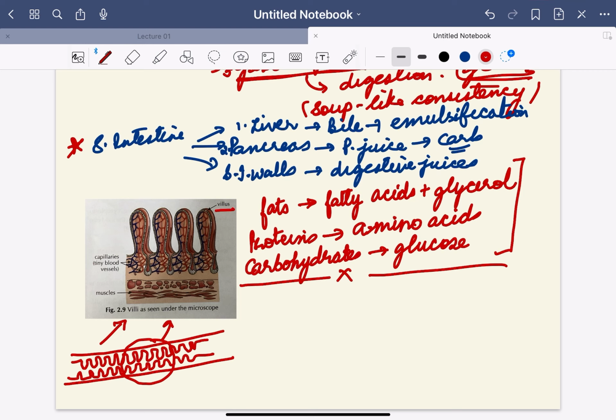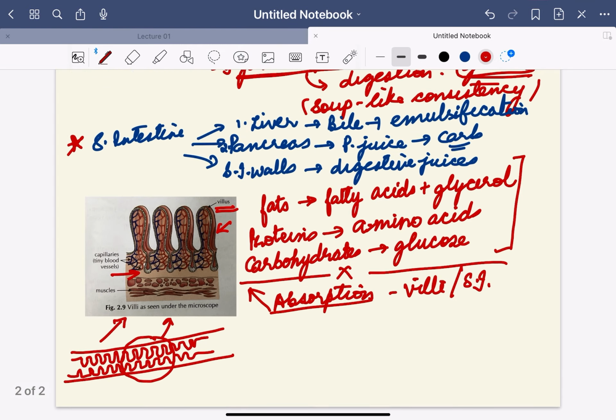Inside the villus, you have numerous blood capillaries. There's a network of blood capillaries inside, and as the food is passing through it, the food gets inside the capillaries and is absorbed into the bloodstream. So here is where the absorption takes place. Where does the absorption take place? In the villi of the small intestine. For absorption to take place, the food has to be digested first, and only then can it be absorbed into the bloodstream.